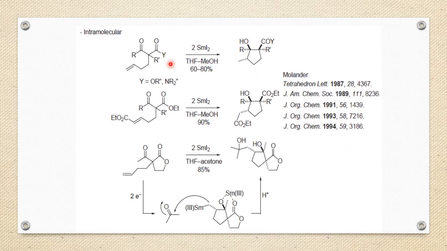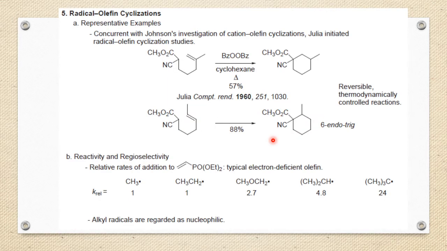So this is another reaction where you find a similar reaction being utilized to create a cyclic lactone, which is again a heterocyclic ketone. And radical-olefin cyclizations are also utilized in Johnson's investigation of cation-olefin cyclization, wherein he initiated the radical-olefin cyclization reactions utilizing benzoyl peroxide in this case. We create a 6-membered ring in this case, which is a 6-endo-trig, which is allowed.